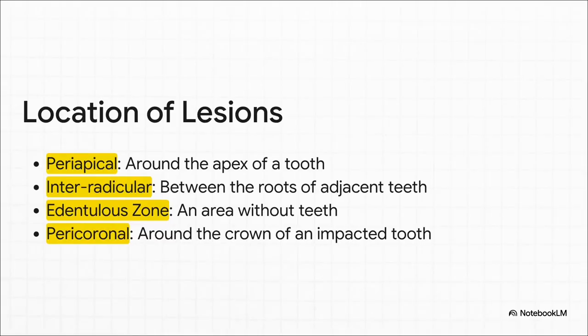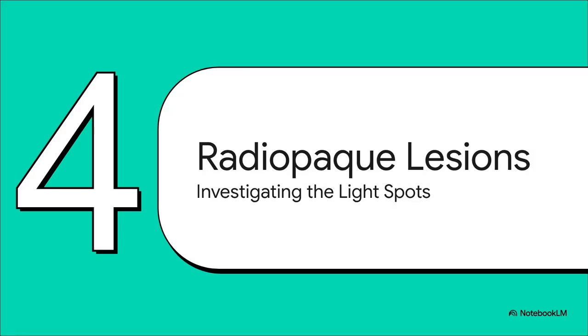Okay, after you've described what it looks like, you have to say where it is. Location, location, location, right? We use these really precise terms to pinpoint it. Is it periapical, which is around the very tip of the tooth's root? Is it interradicular, meaning between the roots? Is it in an edentulous zone, an area where a tooth is missing? Or is it pericoronal, which means it's wrapped around the crown of a tooth that hasn't fully emerged yet? All right, detective, we have thoroughly investigated the dark spots.